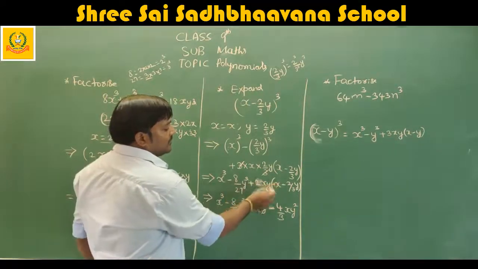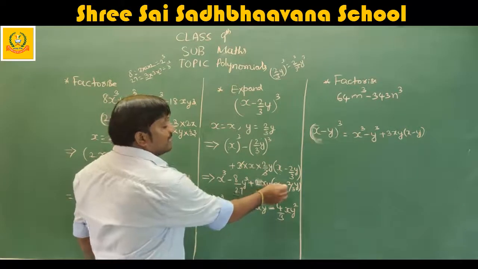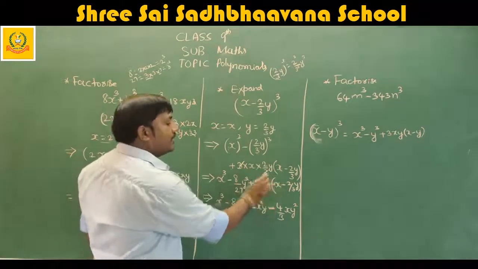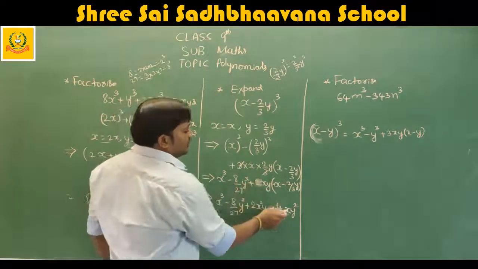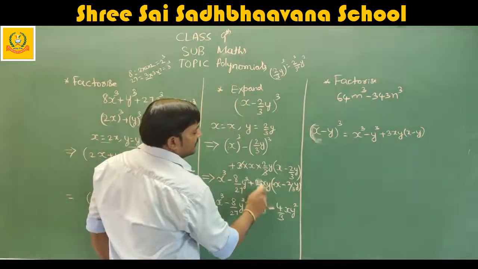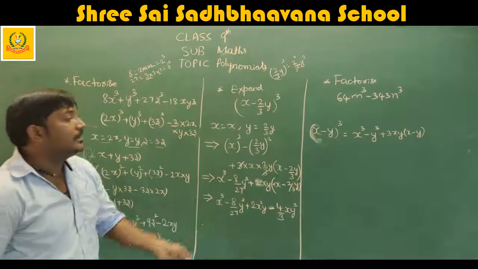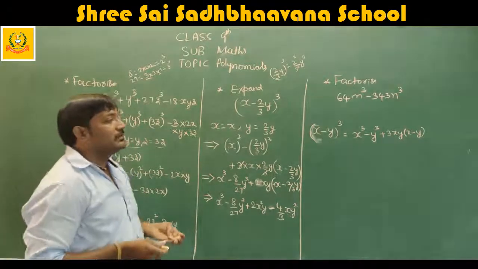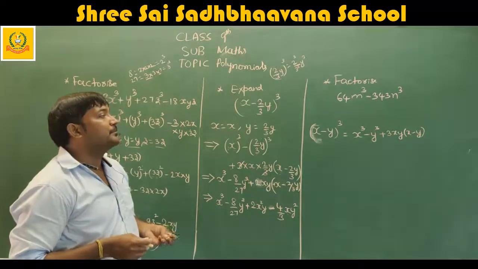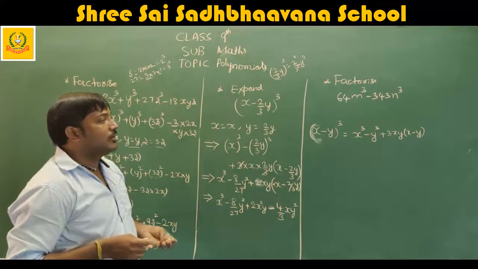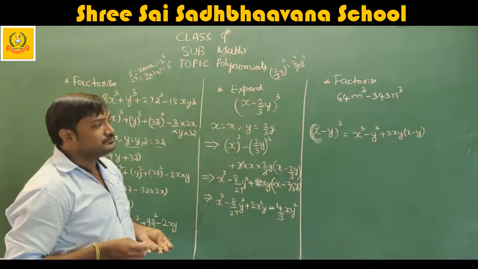Here plus is there, so obviously plus you will get; here minus is there, plus into minus, then you multiply the terms. 2 into 2 by 3, 4 by 3, x into x is x only, we have only one x, and y into y square. So this will be your expansion of (x minus 2y) whole cube. Got it? Okay.